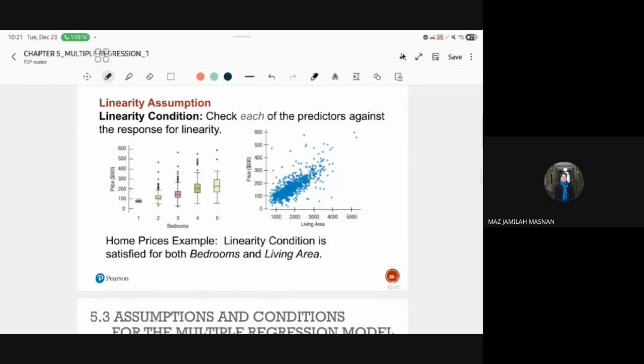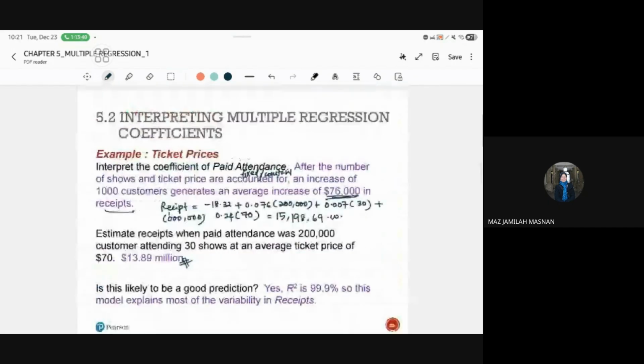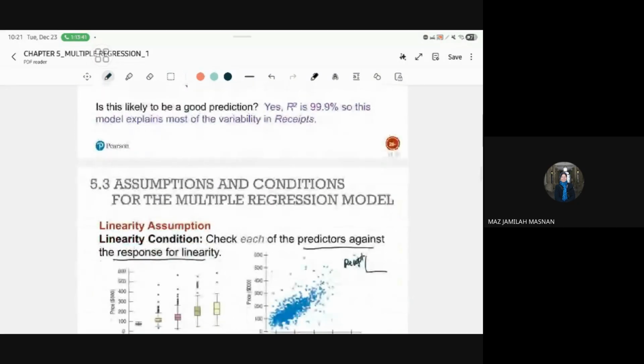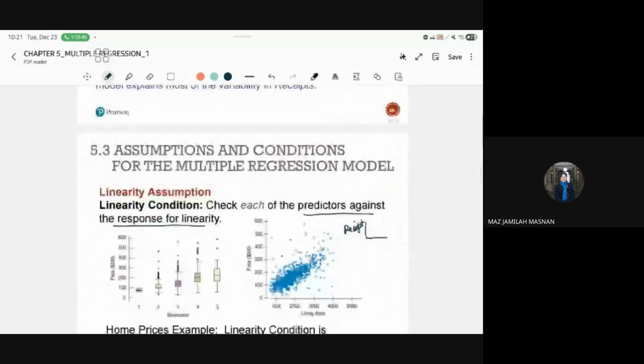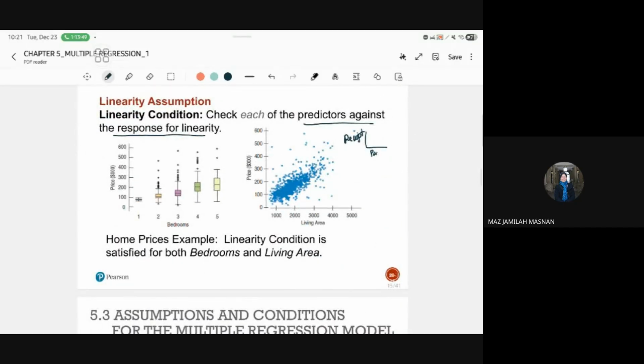For the linearity condition, we have to check each of the predictors against the response variable. It means that if you are talking about the receipt over here, you have to run one by one. The first one is paid attendance. Then you have to run for receipt and the number of shows.